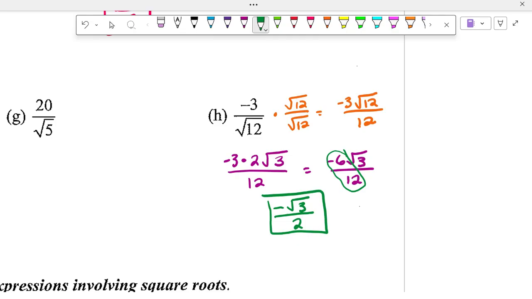I did the simplifying the radical first. So 12 can be broken down to 4 times 3. If you take the square root of 4 out, that gives you 2 square root of 3, which I would multiply by the negative 3. So I would get negative 6 square root of 3 over 12. You can then simplify the negative 6 over 12, and that'll give you negative square root of 3 over 2. Any questions on that? Do we need to do another one? Okay, we're going to do another one.